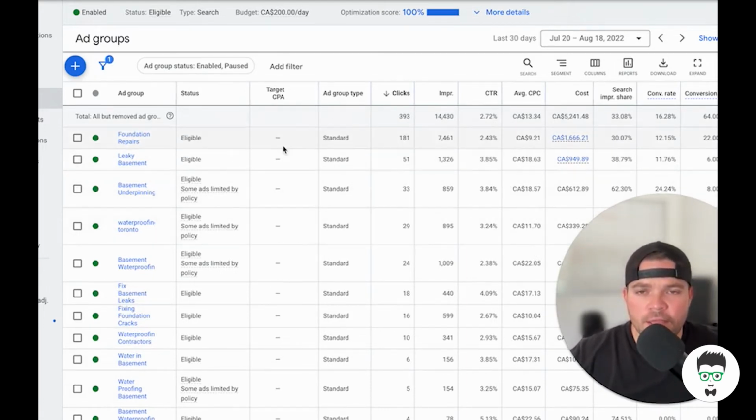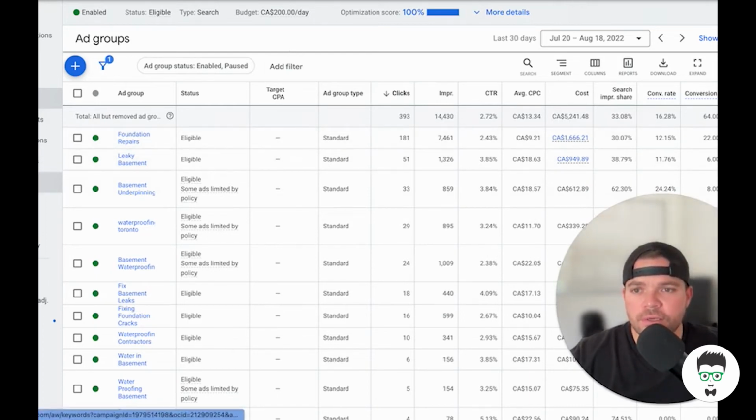And then we currently have a bidding strategy of max conversions. So this campaign is so well dialed in, and the landing page is so dialed in, that we're able to run max conversions on this campaign.